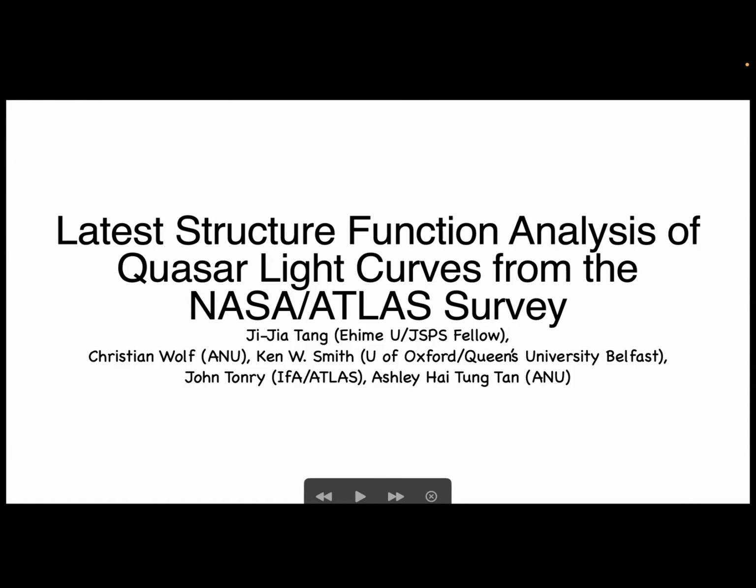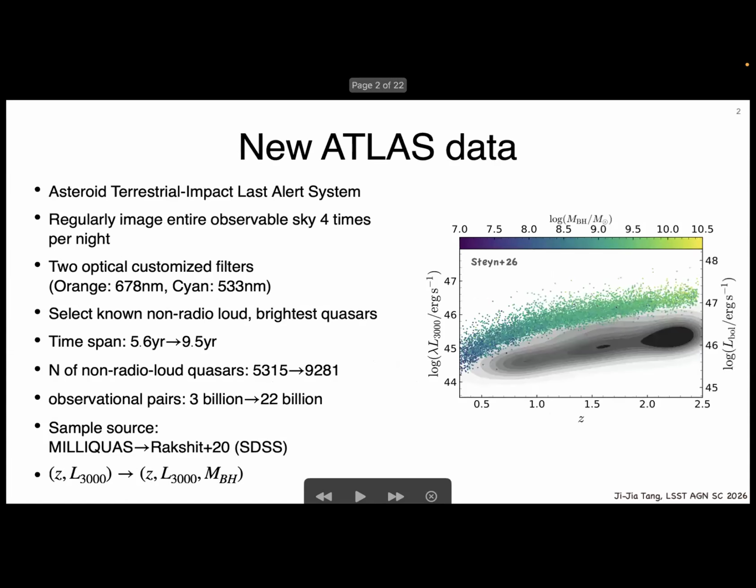My name is Jia Tam. I'm a JSPS fellow based at Hiroshima University in Japan. Today, it's my pleasure to present my latest work on structure function analysis of quasar light curves from the ATLAS survey. And thanks to the organizers for organizing this conference. People who went to the meeting at Durham last year might have heard me talking on the same topic. Today I'm going to talk about this on the new data set that we retrieved.